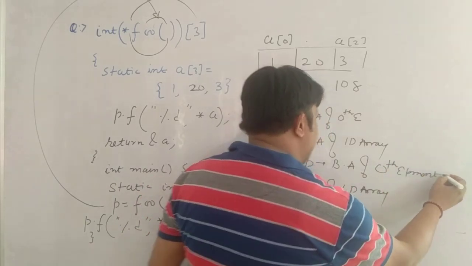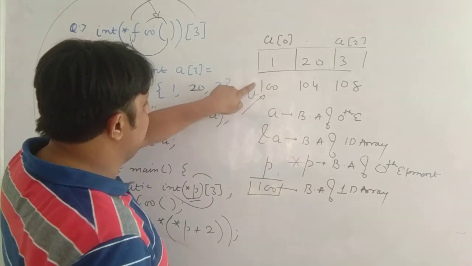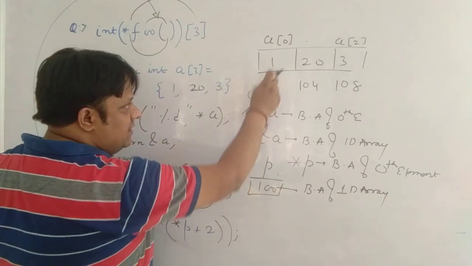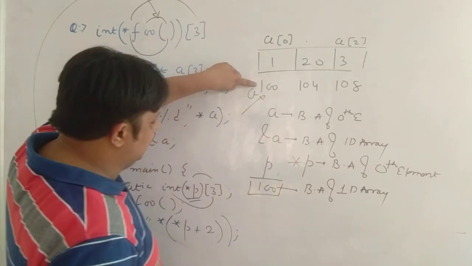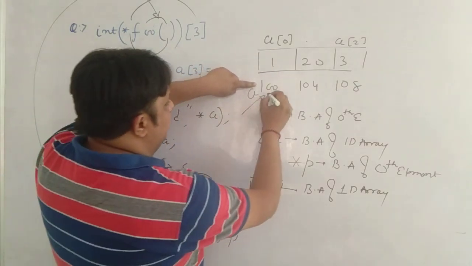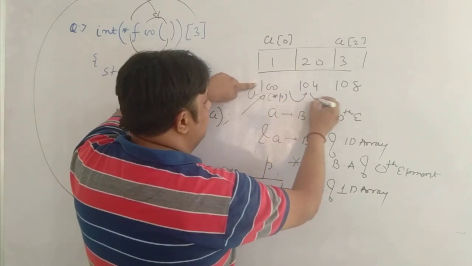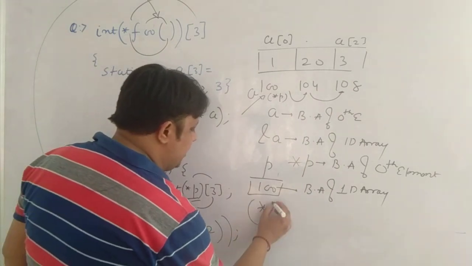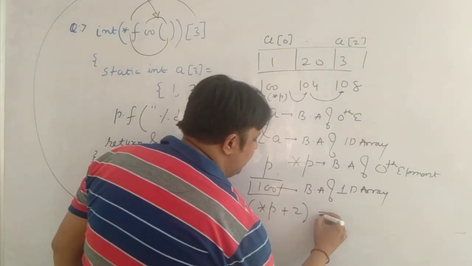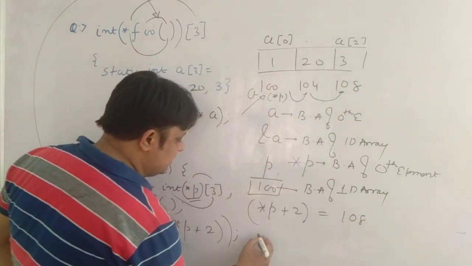It means when you write star P, it means the base address of your 0th element, and the base address of this 0th element holds 1. So it is pointing at the base address of the 0th element. So this is your star P, 100. And when you write plus 2, it means plus 1, plus 2. It is pointing at 108. So this line, star P plus 2, means 108. And star of 108 is 3.